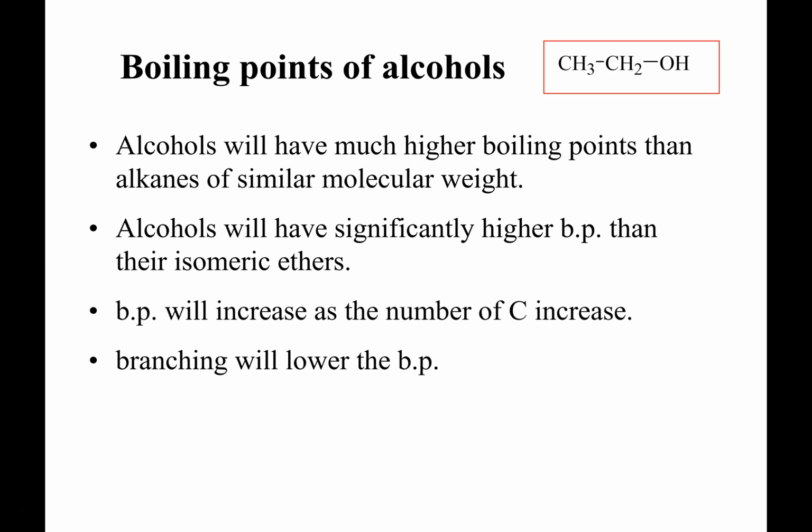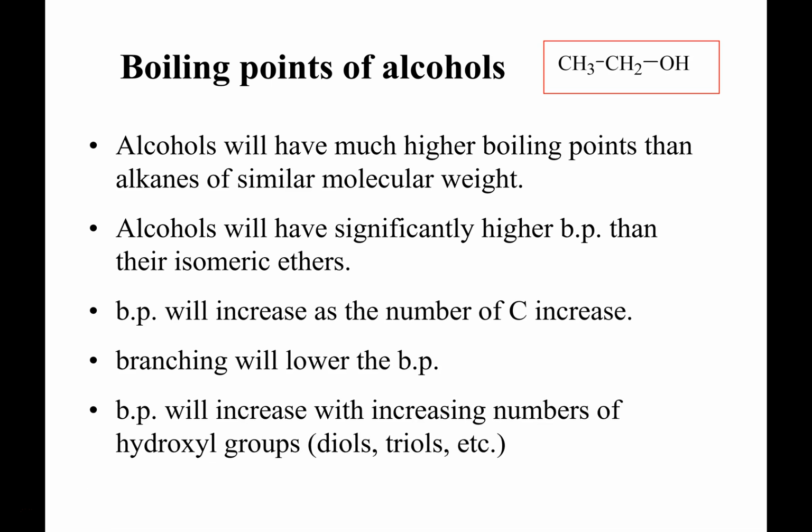We talked about branching before, and branching is kind of balling up. It makes it less polarizable. So if you make it less polarizable, then your intermolecular bonds are going to be wimpier and your boiling point is going to be less. So all of that stuff is kind of what we talked about before, just rehashing it in terms of organic molecules.